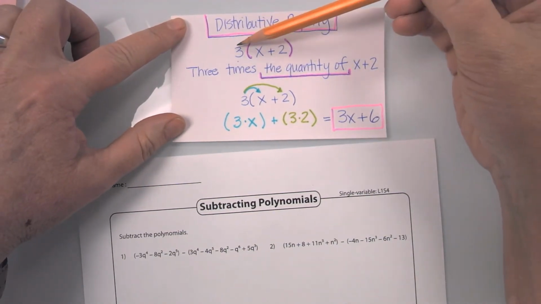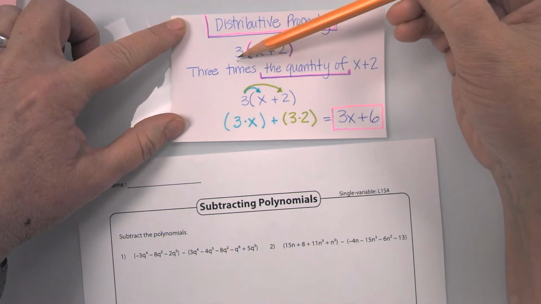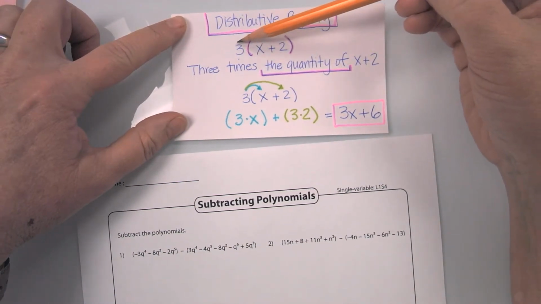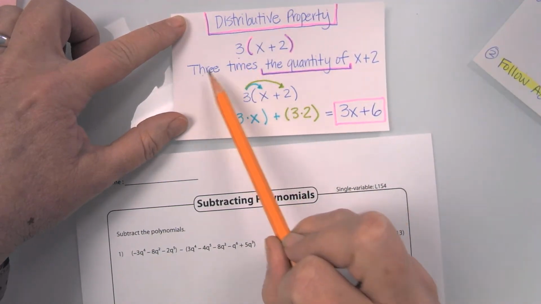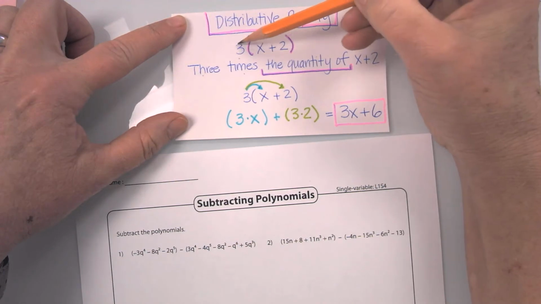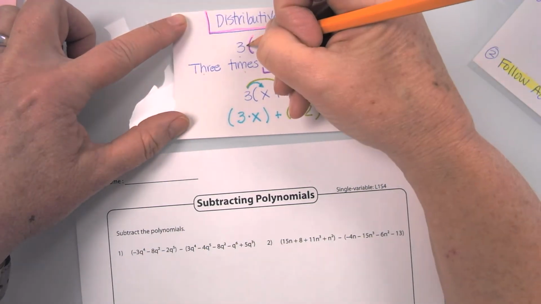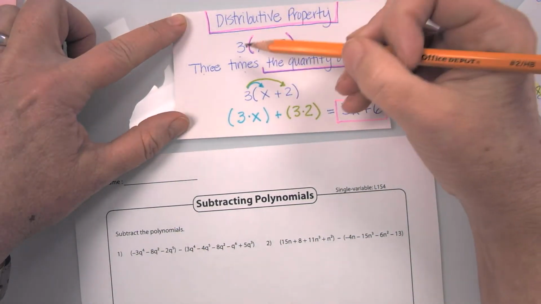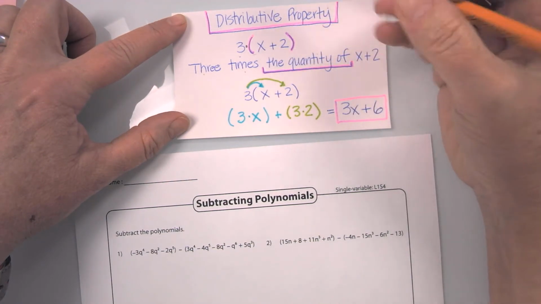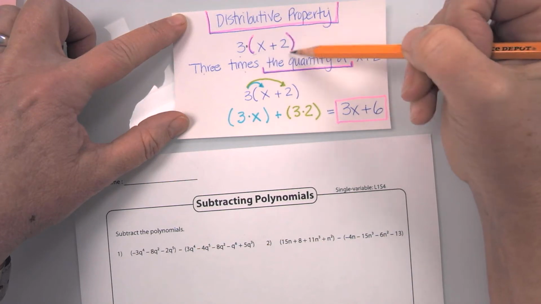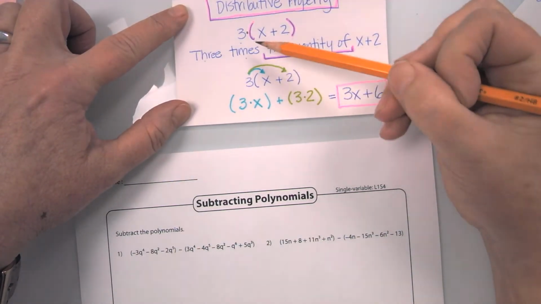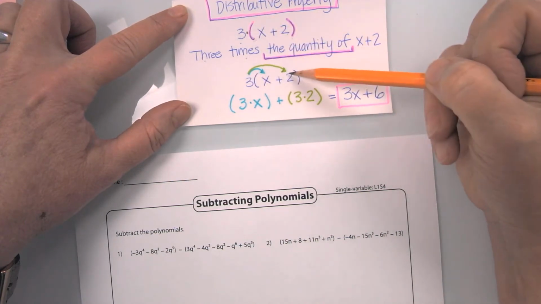Distributive property is when we have a number or a negative on the outside of a set of parentheses. This example, I would read this as 3 times the quantity of x plus 2. So I say the 3. Remember, there's actually multiplication going on here. It is 3 times the quantity of, that's what I say for parentheses, 3 times the quantity of x plus 2.